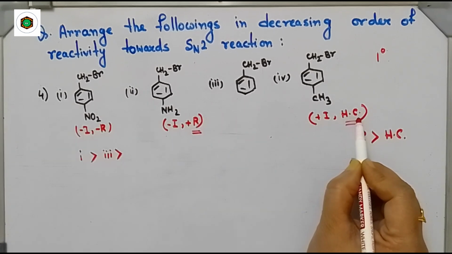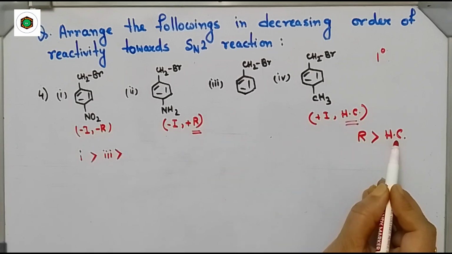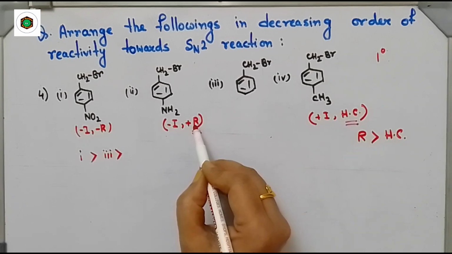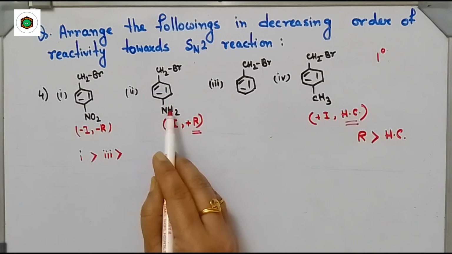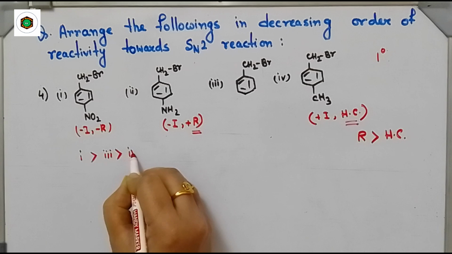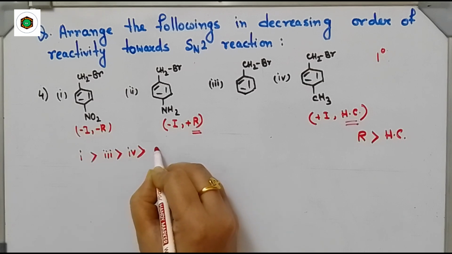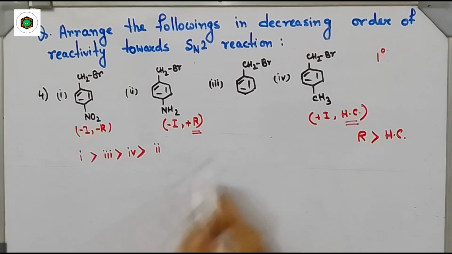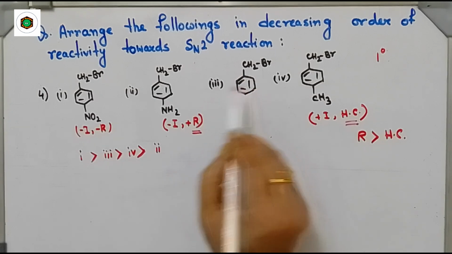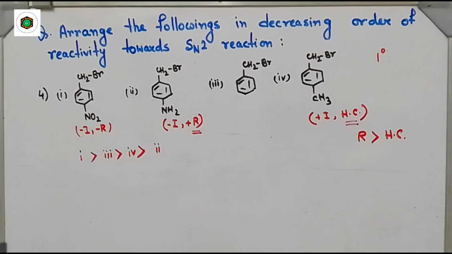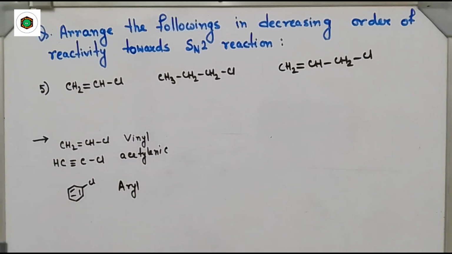But it is having resonance effect and it is having hyperconjugative effect, and resonance effect is more important than hyperconjugative effect. So it is more electron donating. Therefore, this is least reactive here. So next is 4. After that, least reactive is 2. And since no such electron donating group is present, it is more reactive than 4 and 2. This is the order.